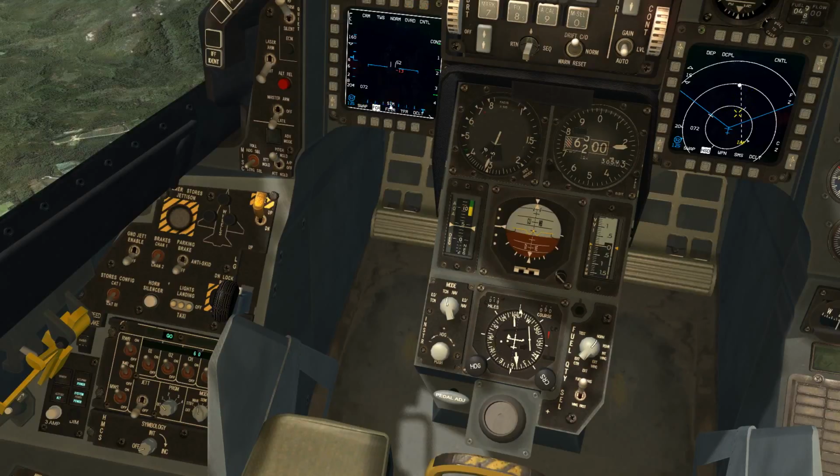So you're going to be S-turning across this radial, and you're not going to get established on it with the CDI centered until you're probably 9 or 10 miles from the station, and you're getting close to the point where you need to be thinking about turning onto the 13 DME arc.